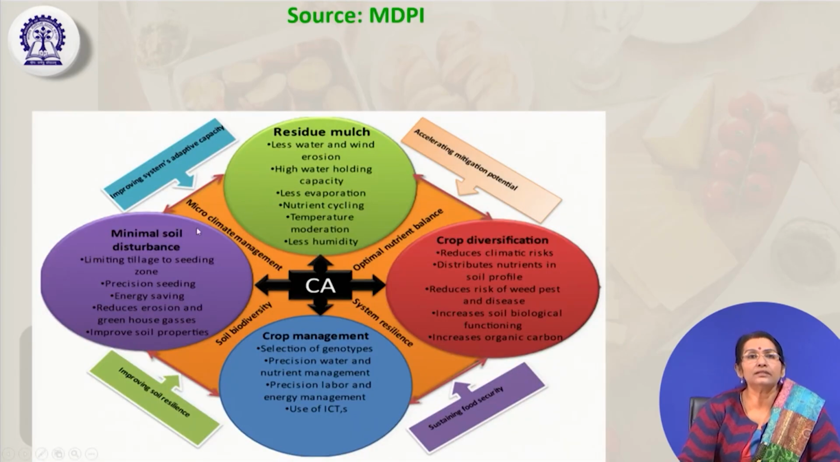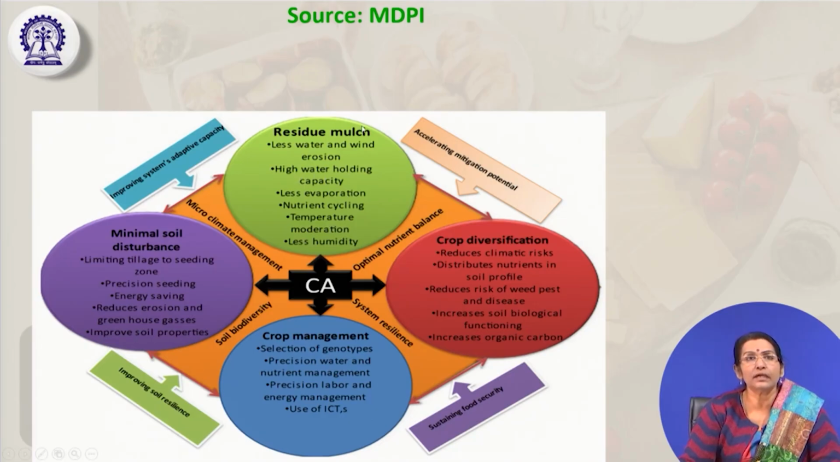This is a framework given by MDPI. MDPI is a very popular international society working on sustainability. MDPI has given this framework on, for example, how to reduce soil erosion and water erosion, how to enhance the quality of the soil, how to keep its temperature moderate, and how to enhance the water retention capacity of the soil.